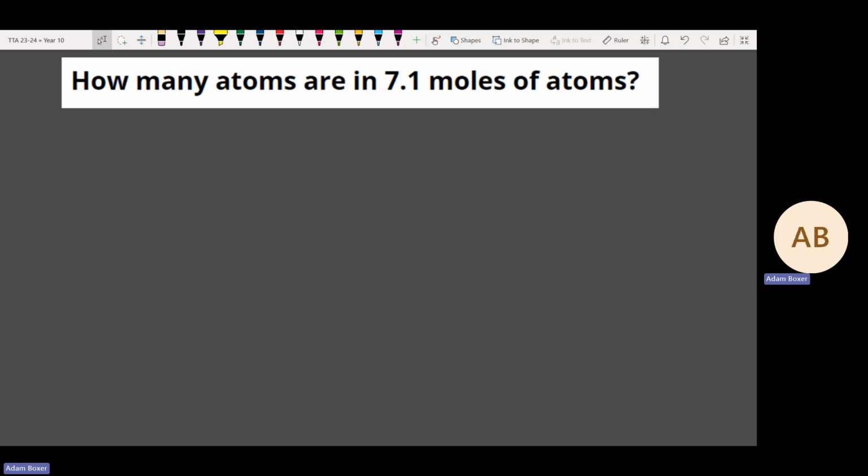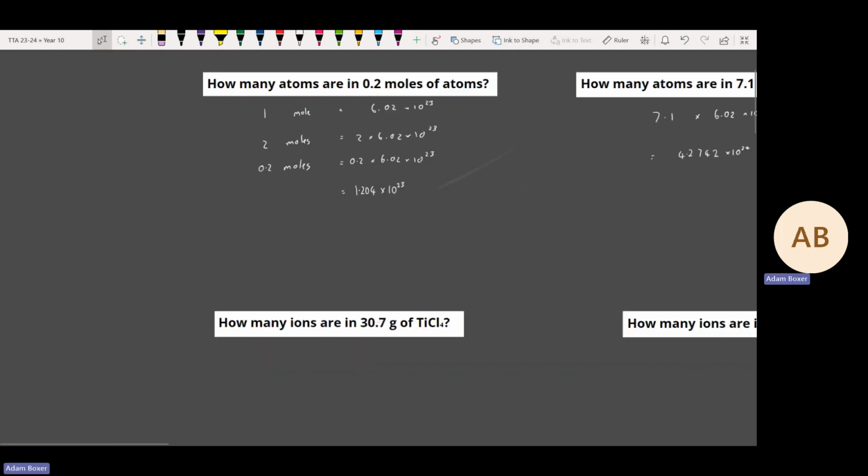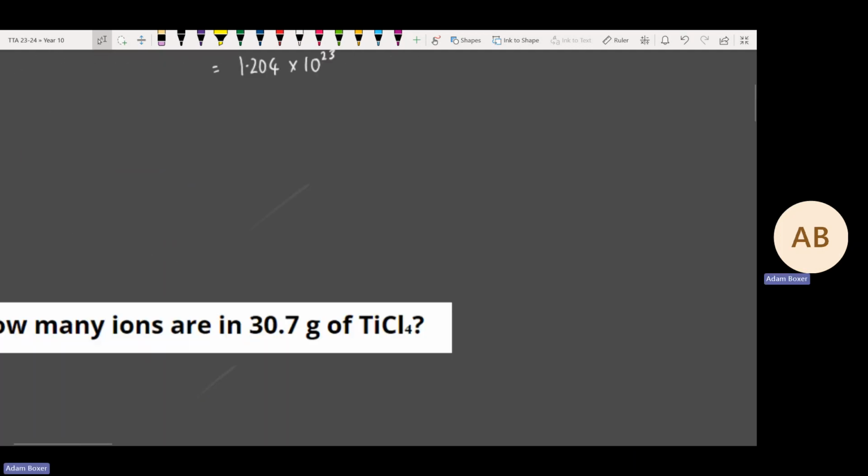Okay, so you should only be listening now if you have done this question. It will be 7.1 multiplied by 6.02 times 10 to the 23. Put that into my calculator, and it gives me 4.2742 times 10 to the 24. Okay, next up. That's it. We don't need to say any more of this.